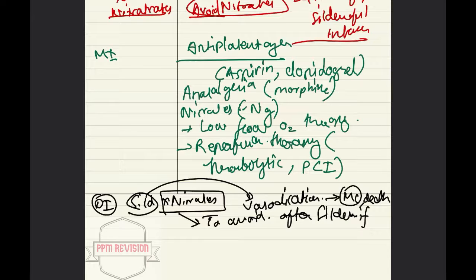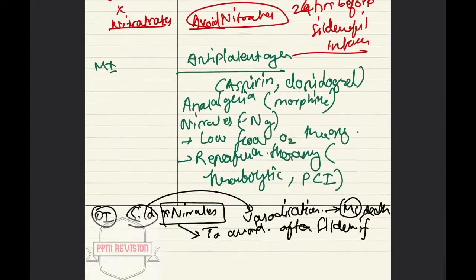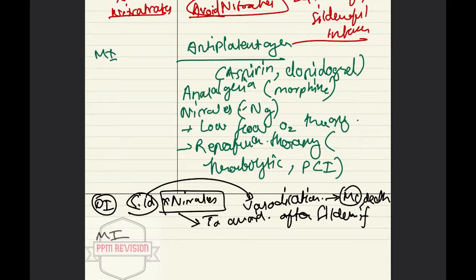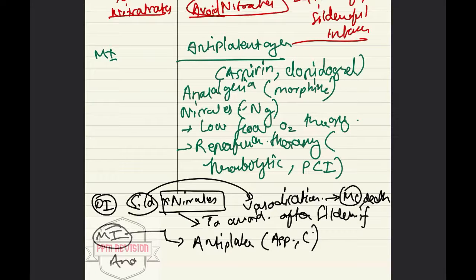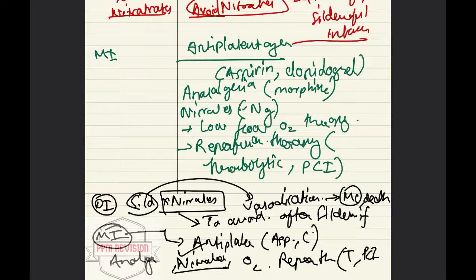Moving ahead with pharmacotherapy of MI, antiplatelet agents are used, like aspirin. In case you're allergic, you can use clopidogrel, and also analgesics such as morphine, as well as nitrates. Low flow oxygen therapy can be used. In case of nitrates, nitroglycerin can be used, and there is reperfusion therapy, that is thrombolytic therapy as well as PCI, the percutaneous coronary intervention.